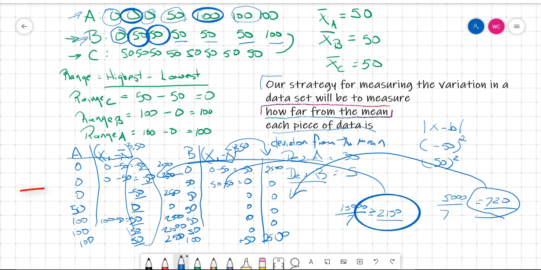And this one has much bigger spread than this one, which is what we want. So that is how we do it. So what did we do? We looked at the deviations from the mean, and then we squared them and did their average.